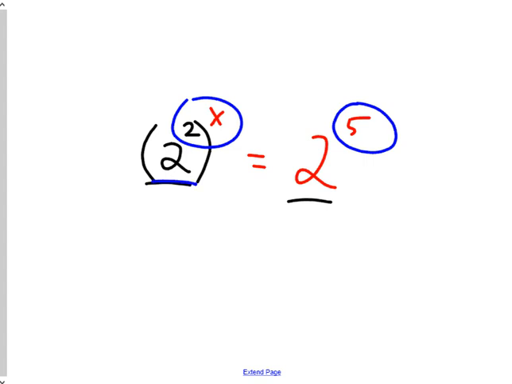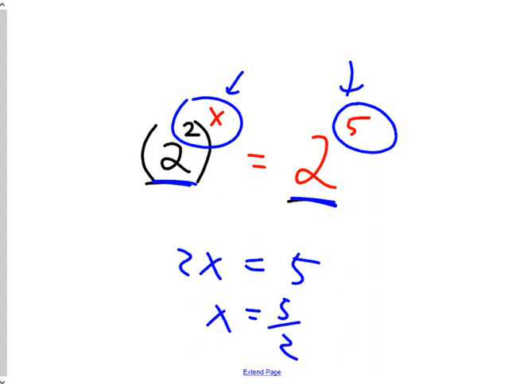If these bases are the same, then the exponents have to be equal. So then 2x must equal 5. So x must equal 5 halves. I'm going to go back to the original problem, which was 4 to the x must equal 2 to the 5th.